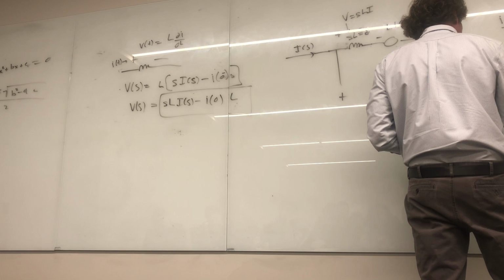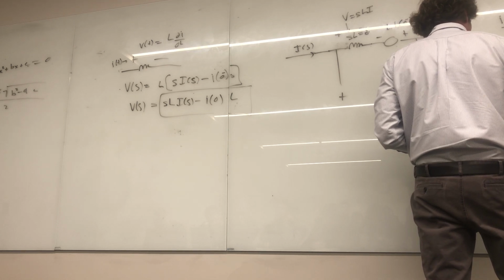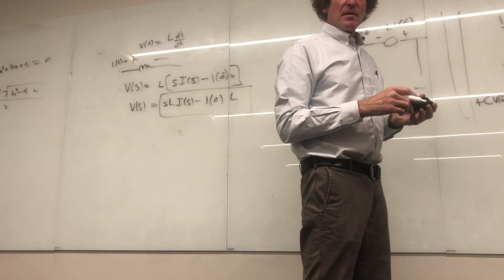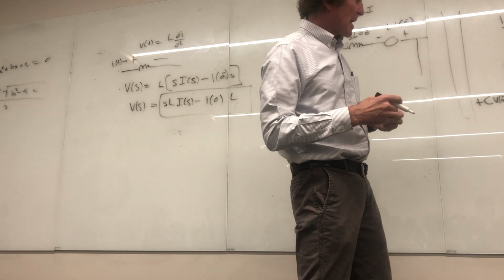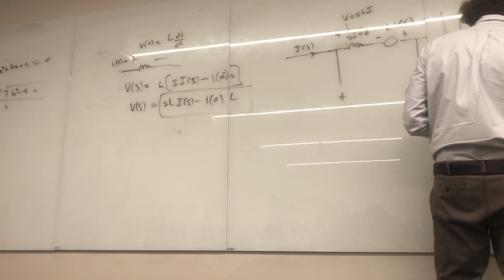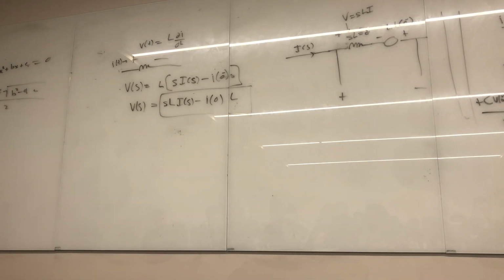So it becomes plus C times V naught. That's time domain. You might want to put a plus there to encourage yourself to think time domain, but the 0 does it for me. Then you divide everything by SC, and that means that V of S looks like I of S divided by SC plus V naught of 0 plus divided by S.